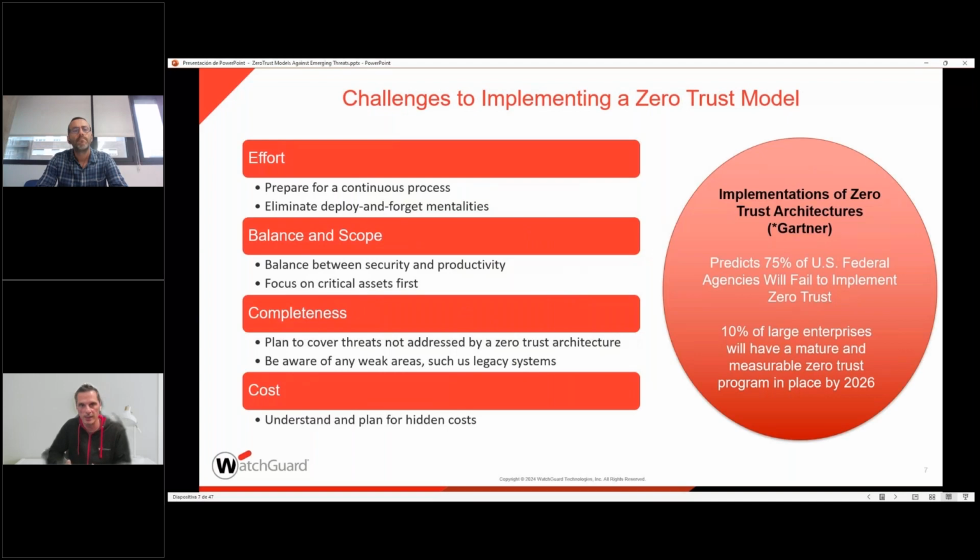And obviously, this creates a lot of challenges. The implementation is not easy. There is a lot of effort that we need to take into consideration, because it's not deploy and forget. It's not deploying a technology and waiting for the technology to act. We need to continuously monitor what the technology is doing. We need to verify that the policies are correct. We need to adapt to changes to those policies. So when we plan to implement a zero trust approach, we need to take into consideration that it's not going to be something that is deployed and forgotten. It needs to be maintained.